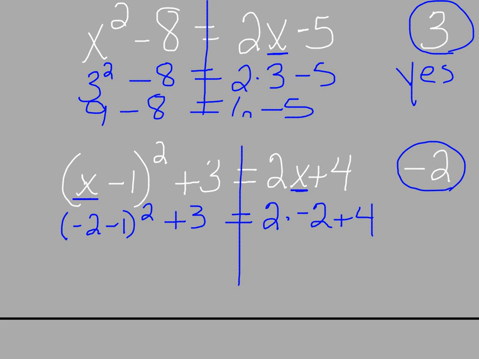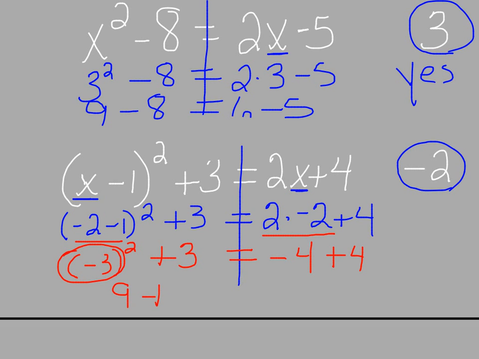Now I need to finish what's in the parentheses first before I can do the exponent. -2 minus 1 is -3, so I'm going to leave that in the parentheses and I'll be squaring that. On this side, 2 times -2 is -4, so we have -4 plus 4. Now -3 is being squared, so -3 times -3 is positive 9, and then we get 9 plus 3. -4 plus 4 is 0, and 9 plus 3 is 12, so 12 does not equal 0. Put a cross through that equal sign because that's not true, so no, -2 is not a solution.